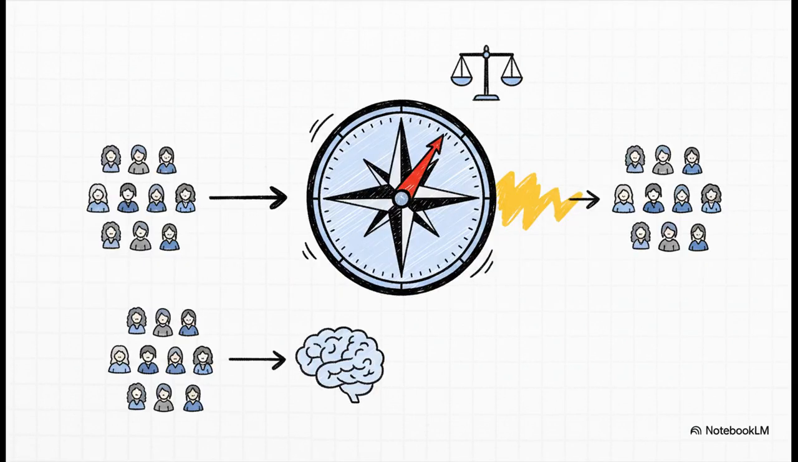Our final tool is the Fairness Compass. And this is where we get into the critical ethical dimension. AI models learn from data. And if that data reflects our own society's historical biases and prejudices, well, the AI is going to learn them, and it might even amplify them. This tool is all about actively looking for that and correcting for it.